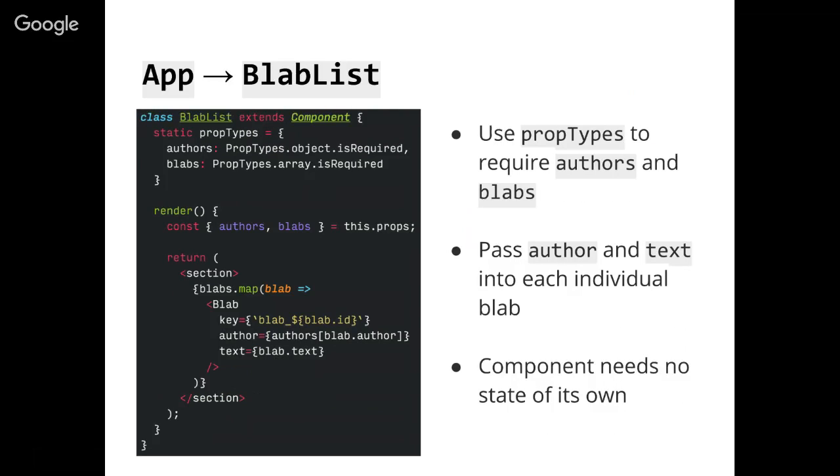Then we've got our blab list. Our blab list, again, is being passed down authors and blabs, so we make sure to confirm that that's happening. Otherwise, this has no constructor method. This has no state of its own because it fully depends on whatever its parent is passing down to it. There's no need for the list itself to know, oh, I am a list of some sort, or that any sort of local changes have been made. So none of that. And as you can see, it's rendering out an uppercase B Blab component for every one. So let's see that on the next page.